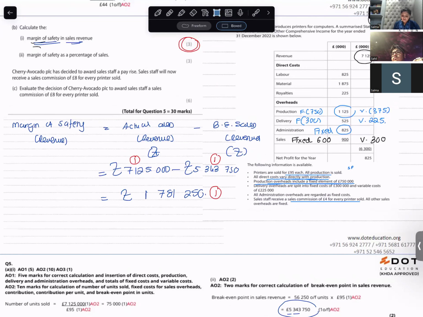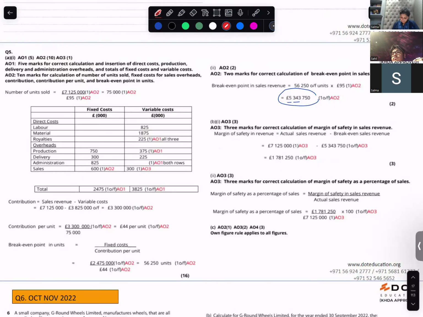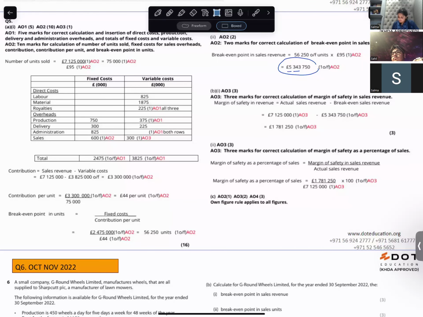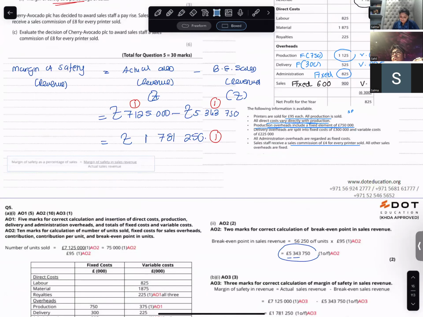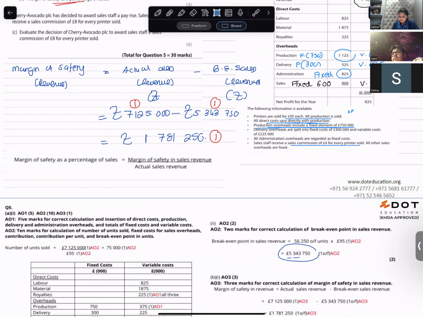Now you have to find your margin of safety as a percentage of sales. So you use the difference and you divide it. This is the formula. I need you to memorize this formula. It is margin of safety in sales revenue divided by your actual sales revenue into 100. This will tell you the percentage, how much percent you are safe in the market.